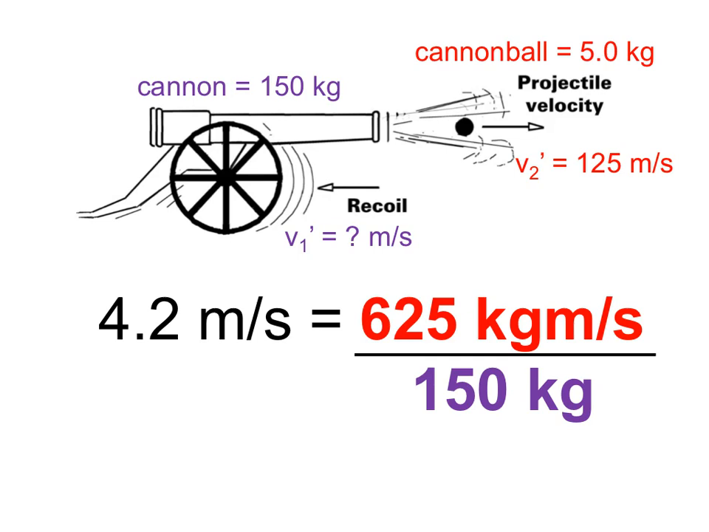So after a cannonball is fired, the cannonball is moving at 125 meters per second. But the cannon itself will be moving in the opposite direction at 4.2 meters per second. It's not going to just stay completely still. It's going to move backwards in the opposite direction. Just like Newton's third law says, for every action, there's an equal and opposite reaction. And that includes something like firing a cannon as well.